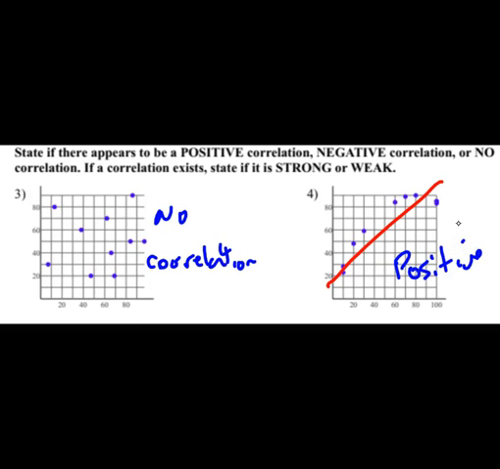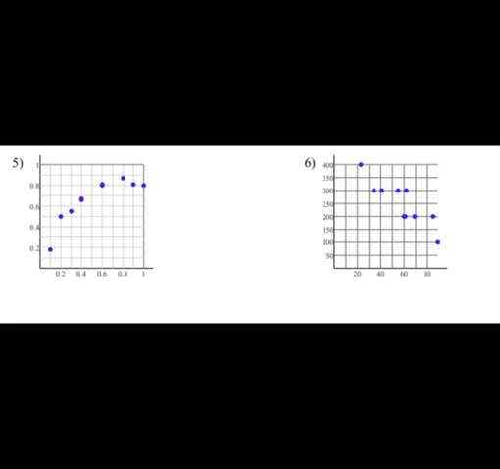Looking at number, and then we'll skip ahead to number 5 in a minute. Number 5, we see this trend, something like that. And we're going to call that positive. And over here on the right, on number 6, it's not real strong, but there is a trend, something like that. So I'm going to say number 6 is negative.